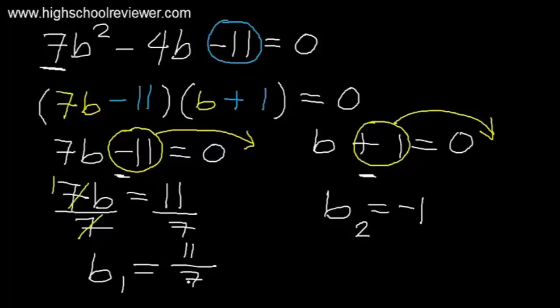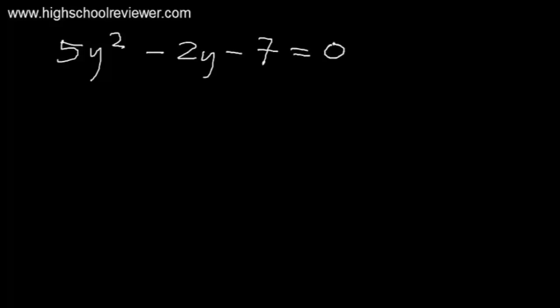So therefore, our b sub 1, we can still simplify this. 11 over 7 can be simplified as 1 and 4 over 7. So b1 is equal to 1 and 4 over 7, and b2 equals negative 1. They are our final answers. Our next problem, we have positive 5y squared minus 2y minus 7 equals 0. Since we cannot simplify this anymore, this will be our final quadratic equation.